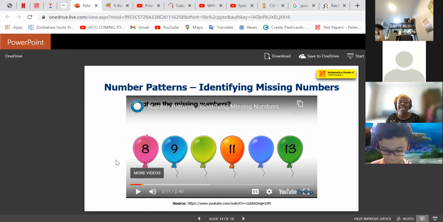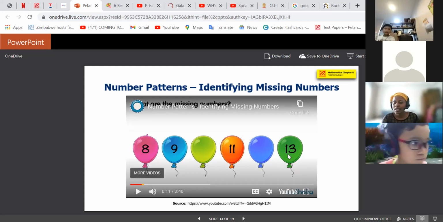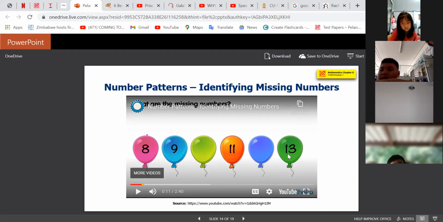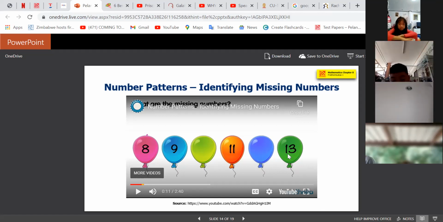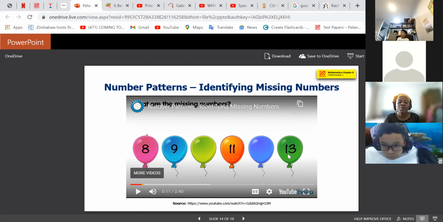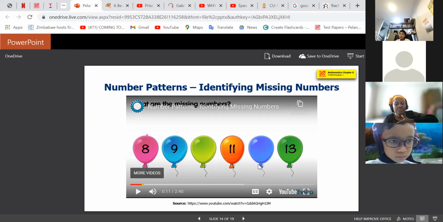The first one has 8, 9, and then dash. The number for the green balloon will be? The following number will be what? 8, 9, and then? 10. Thank you so much. And the following was 11, and then? 12. Thank you so much. This is pretty easy.